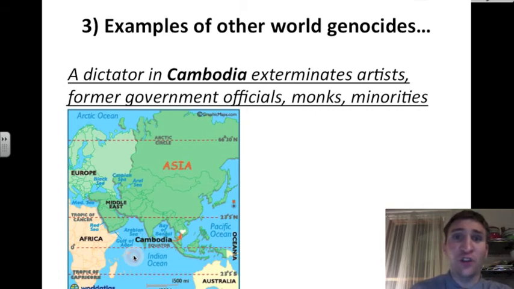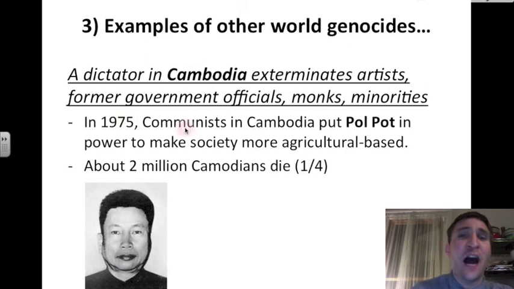A third example of a world genocide is when a dictator in Cambodia exterminates artists, former government officials, monks, and minorities. Here's the continent of Asia. South of China is the tiny country of Cambodia. And in 1975, communists in Cambodia put this man, Pol Pot, in power to make society more agricultural based, and about 2 million Cambodians die, or 1/4 of the Cambodian population, because of Pol Pot and this dictator's government.